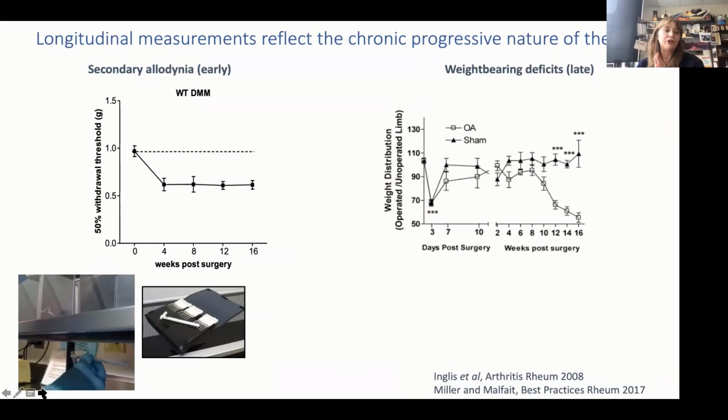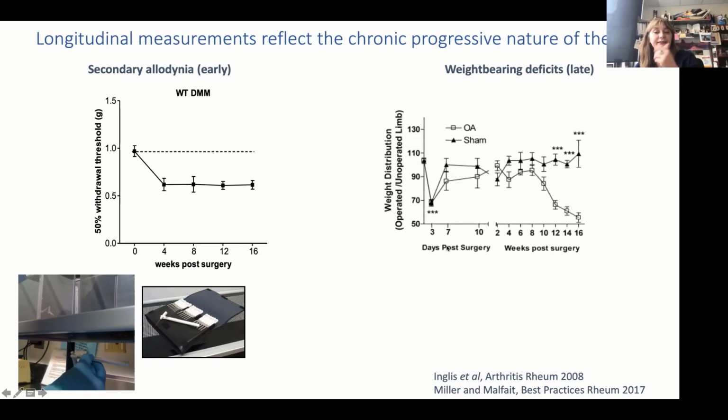For example, on the left, we can measure secondary allodynia in the hind paw. We do the surgery in the right knee, and then we use these von Frey fibers to look at the withdrawal threshold in the plantar surface of the paw. You can see that a mouse after DMM surgery by week 4 has severe allodynia. This is just a fiber being used, and the mouse withdraws its paw. This is maintained for 16 weeks. Sham-operated mice do not get this. So this shows that these mice have sensitization to a mechanical stimulus, and it happens very early.